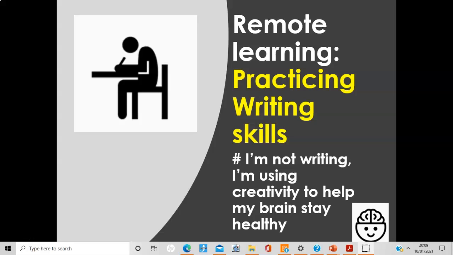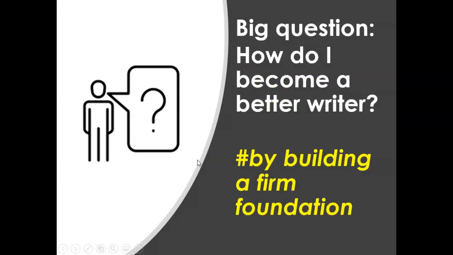Hashtag, I'm not writing, I'm using creativity to help my brain stay healthy, and that is so true. Creativity and imagination in our writing is really good for getting our brains to stay healthy. As we've seen from the previous lessons, we've been zooming in on different elements of the writing. This hasn't been about producing pages and pages of a creative response. It is about focusing in on this big question: how do I become a better writer? And we're looking to establish that firm foundation of key skills.